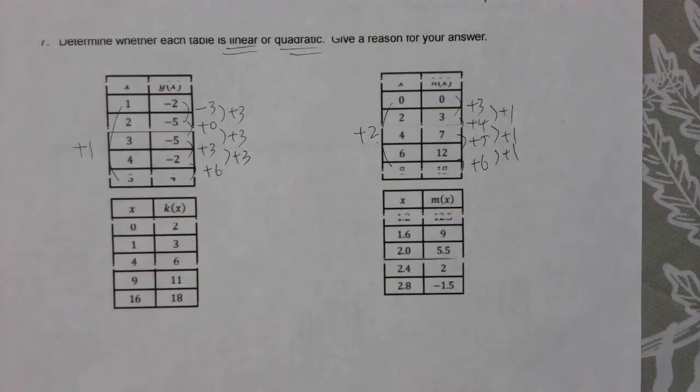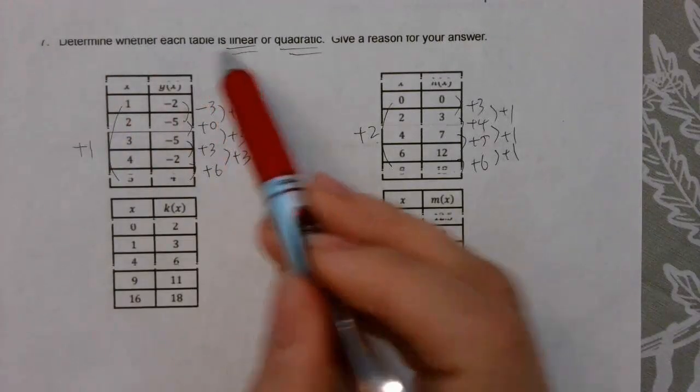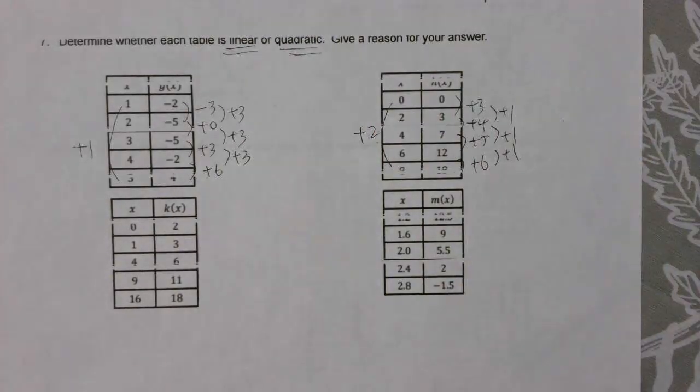All right, I was getting cut short, so I'm going to start again on number 7. Determine whether the table is linear or quadratic.